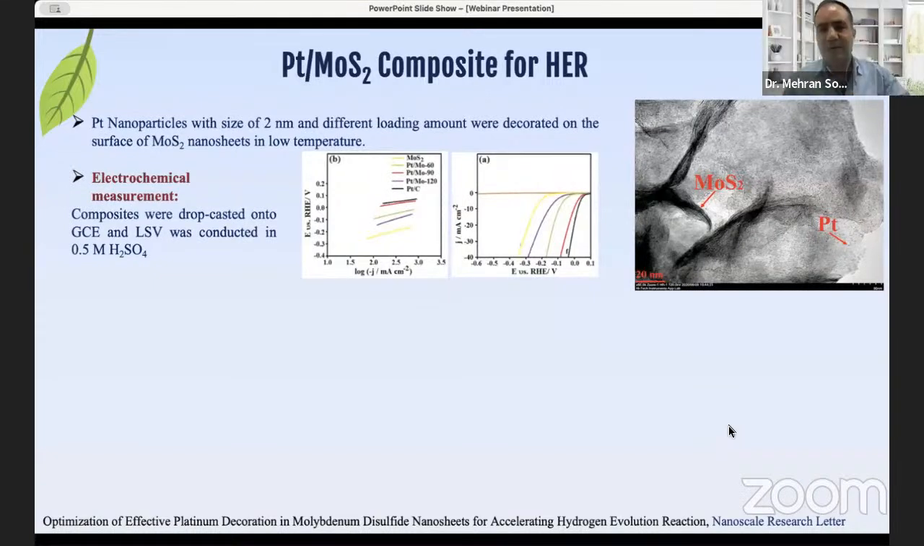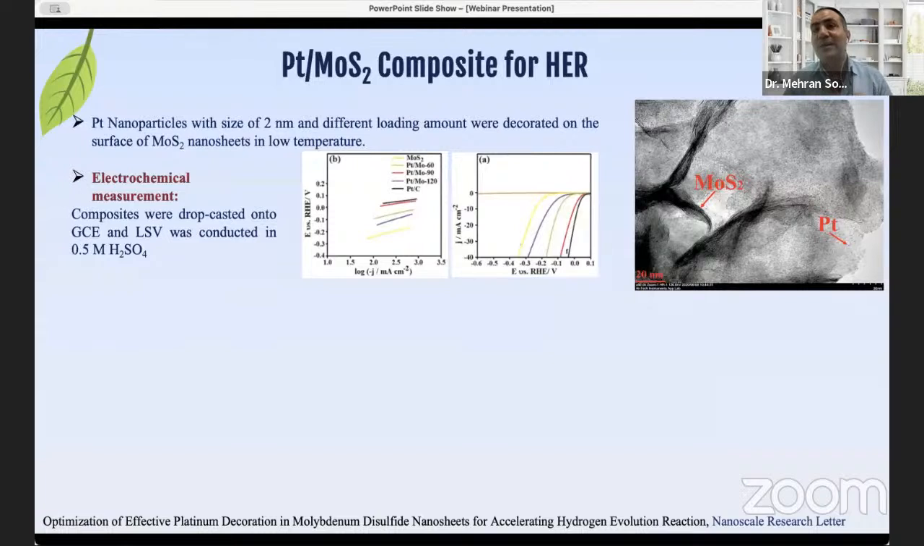Do you see the graph, Prof? Yes. This is what we call the LSV graph, okay? We scan from positive voltage to negative, for example, here from 0.1 to negative 0.6. So the voltage is increasing, and according to the voltage, the current is also increasing, right? So this current comes from the hydrogen production. When hydrogen is produced, the current increases.